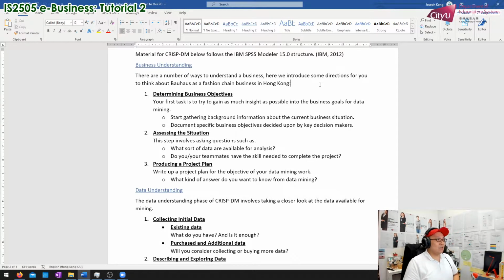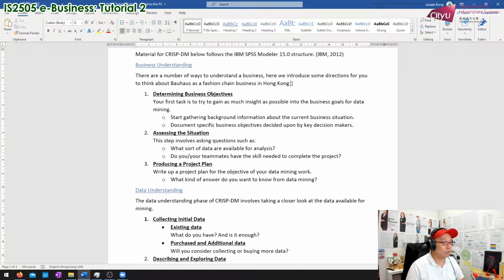For your project, the company is Bauhaus. This is a fashion chain in Hong Kong. We are very happy to have their business data for 2 financial years, which I will show you very soon.